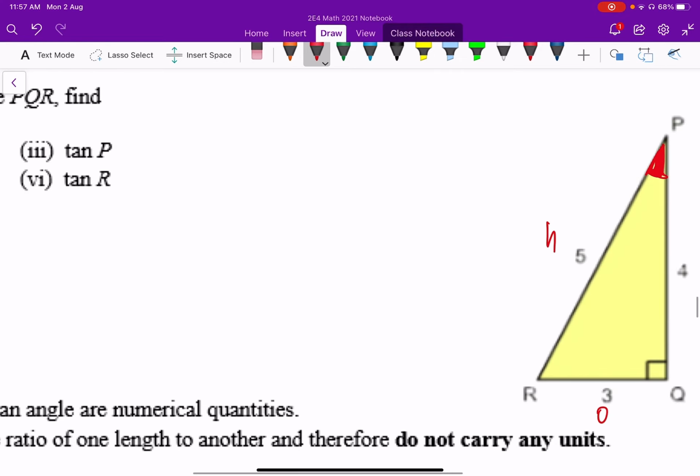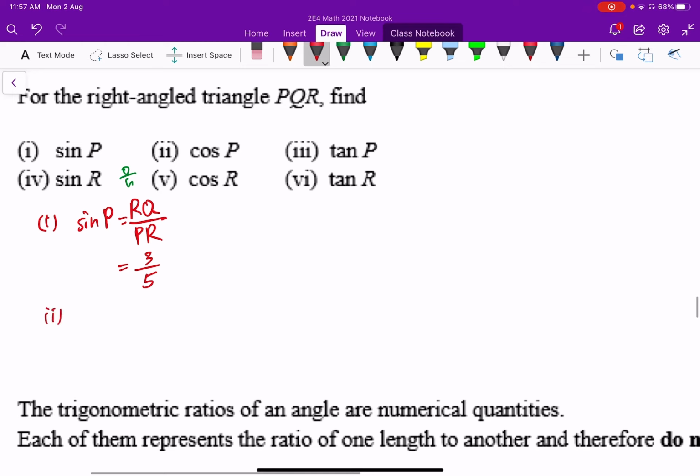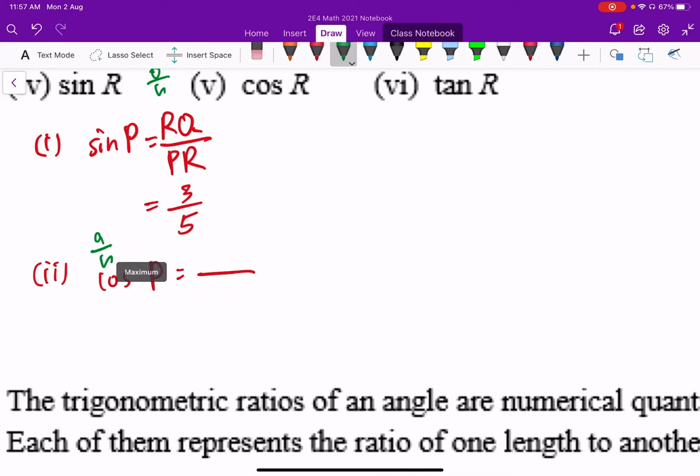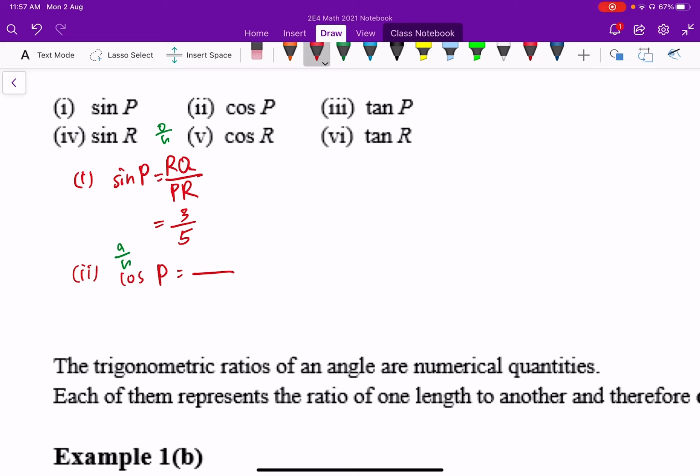Okay, now part 2, cosine P. I'm still using the same reference angle. Okay, you look at your diagram on the worksheet, cosine P. Can you try to fill up first? If you name the sides, what would it be called? This is A over H, right? So cosine P will be PQ over PR, which is 4 over 5. So that's the answer. Leave it in fraction.